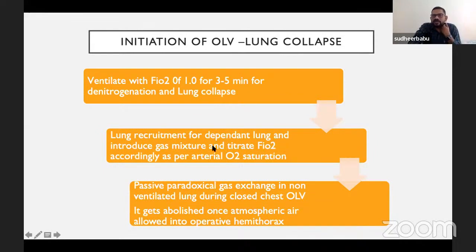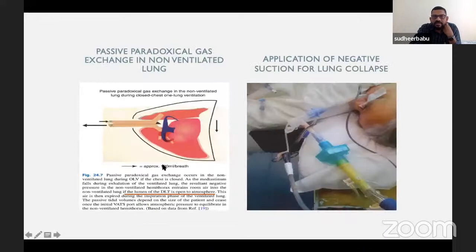After giving a recruitment maneuver for the dependent lung, titrate FiO2 as per your arterial saturation. So there is something called passive paradoxical gas exchange. Before the chest is open, you have initiated one lung ventilation. The chest is still intact, not open, and you isolated the lung, but your double lumen tube is open to atmosphere.